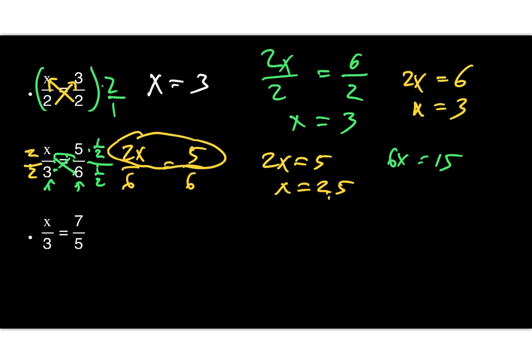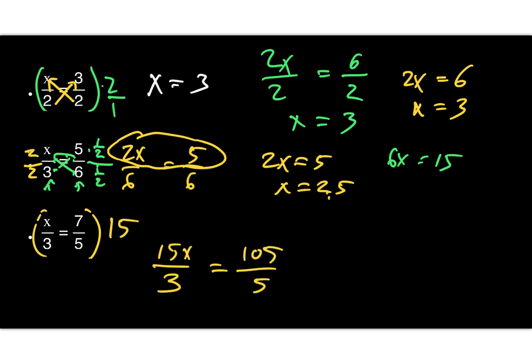Down here, if I do it a slightly different way, I could ask, what's my lowest common denominator? It has to be a common denominator between 3 and 5. The smallest number that they both can divide into is 15. So if I multiply both sides by 15, I'll have 15x over 3 equals 105 over 5, if I multiply it right. 35 times 3, that's 105, yeah, over 5.